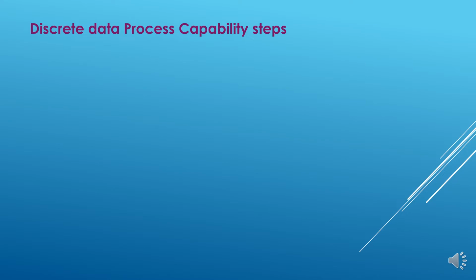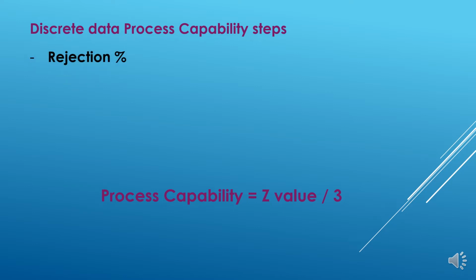First we will understand the concept behind discrete data process capability. The concept is the Z value. If you know the Z value, then we can calculate the process capability by Z value divided by 3. How do we get the Z value? For that we need a probability. Z value we can get from the Z table, and for that we need the respective probability value. The probability we get from the rejection percentage. In this case we need process capability in terms of rejection.